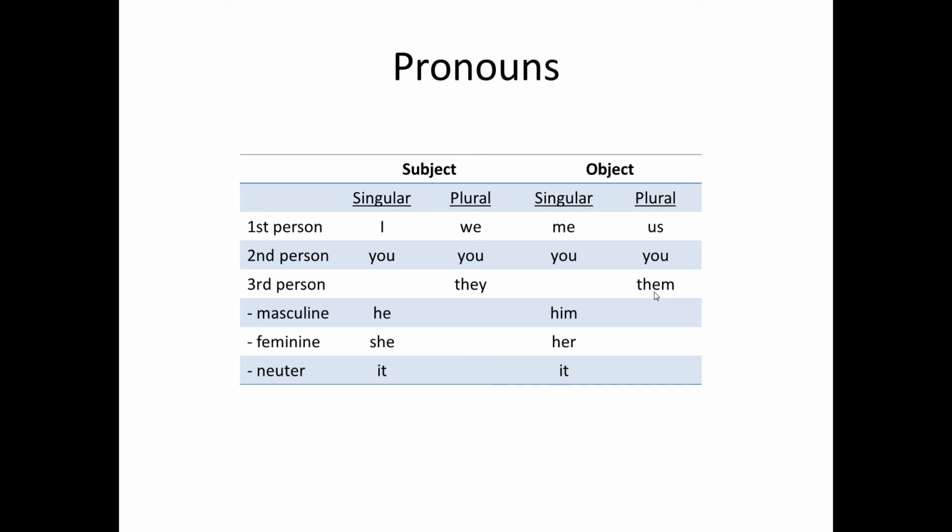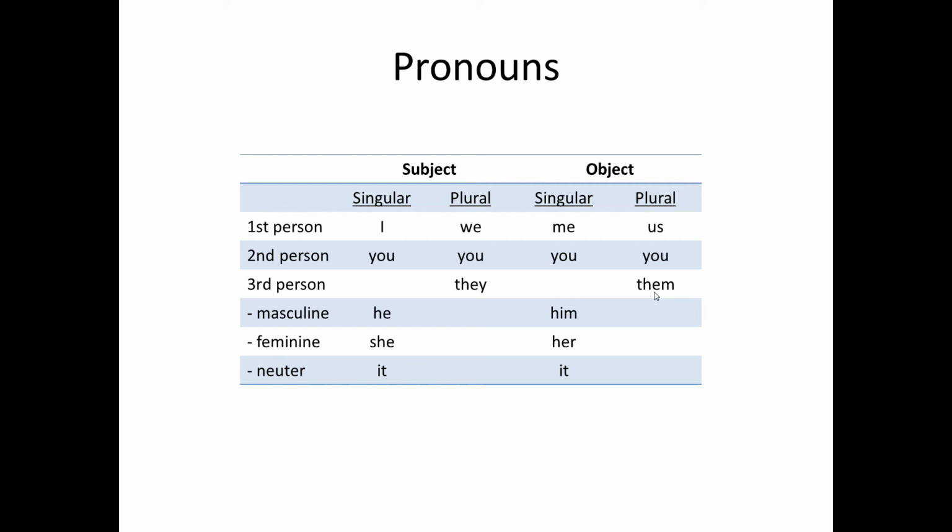We can see that the pronouns are divided into three different persons. First person pronouns refer to the person speaking. The word I, first person singular, is not associated with a specific person at all times. It's used to refer to whoever it happens to be coming out of the mouth of at the time.